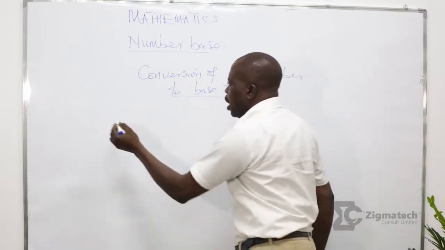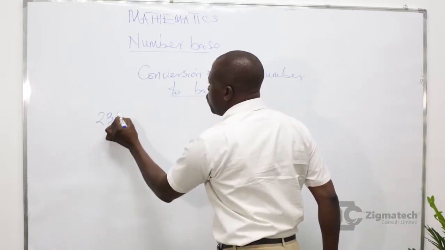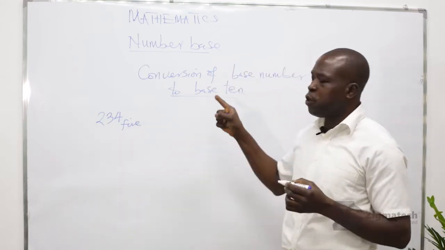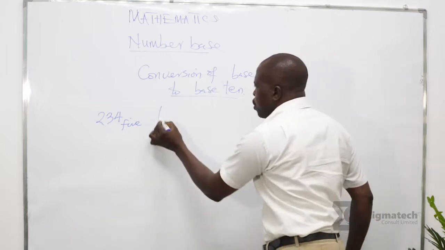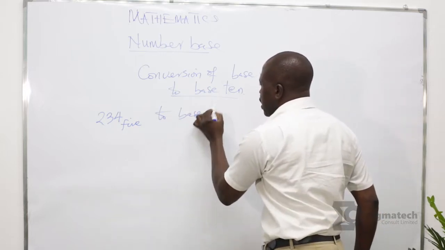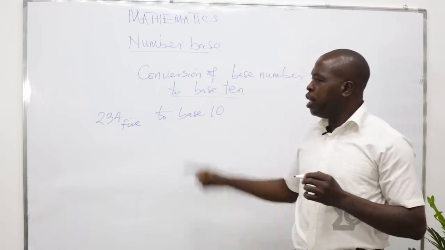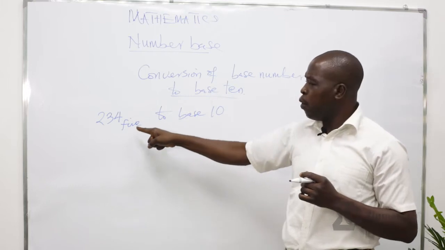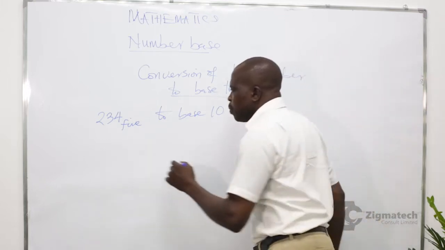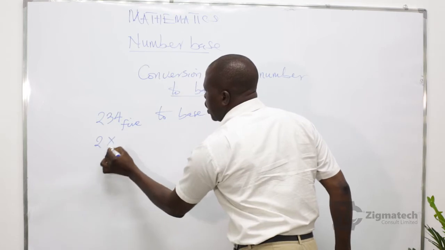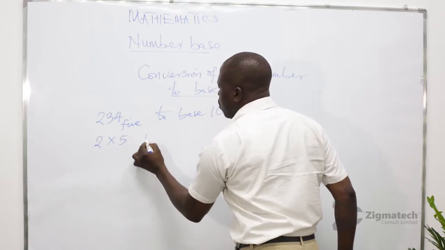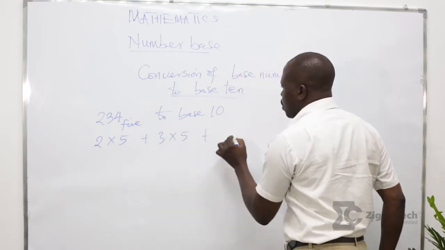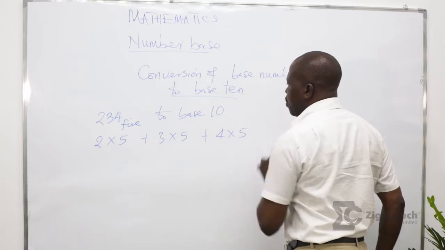Let's say, for example, if you have 234 base 5, and you want to express it in base 10. What you did before, that's what you are going to practice again. You expand this 234 in the power of base 5. Let us start. 2 times 5 plus 3 times 5 plus 4 times 5.